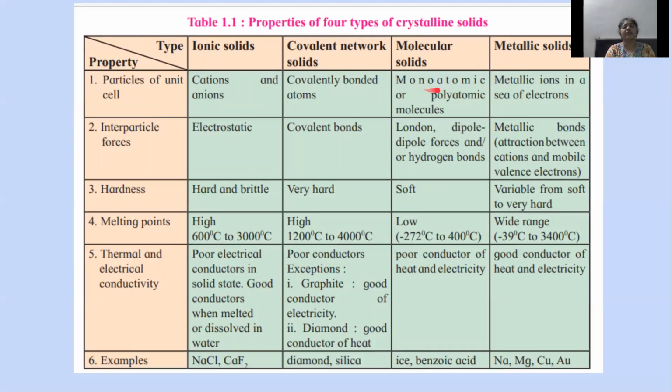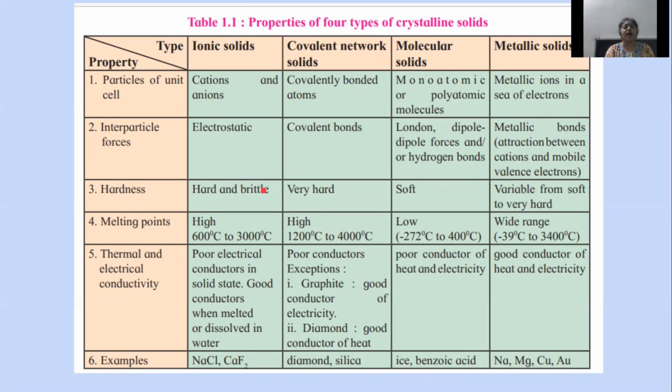In molecular solids, it is comprised of monoatomic or polyatomic molecules, but atoms will be of the same type usually, and these molecules are held together by London forces or dispersion forces in case of non-polar solids. In case of polar solids, you will find dipole-dipole forces of interaction, and in case of hydrogen bonded molecular solids, you will find hydrogen bonding, which holds the particles together. In metallic solids, the metal ions, which are embedded in a sea of electrons, form the particles of the unit cells over here. And the metallic bonds hold them together. The metallic bonds are nothing but the attraction between the cations of the metal and the mobile valence electrons.